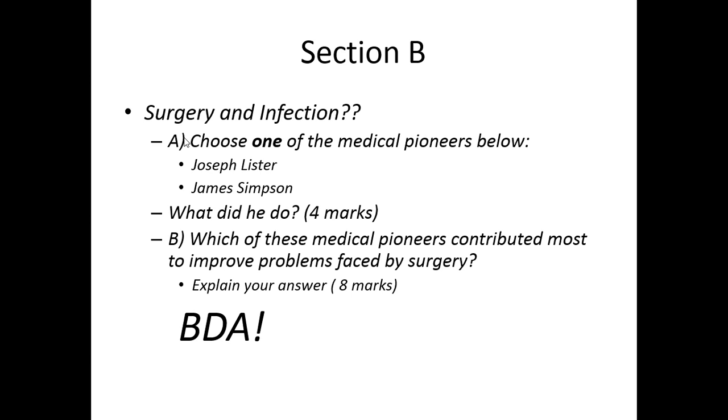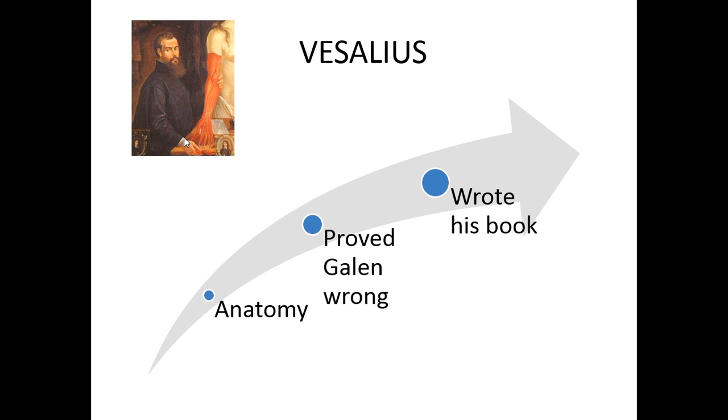If you choose Lister first for the A question, answer that. For the B question, start with Simpson. So this is what Simpson did. So think about the positive things that Simpson did as well. And then try and evaluate, explain at the end about Lister, and then come to a conclusion at the end. That's the important thing. So that's worth 8 marks. You should be writing double for that.